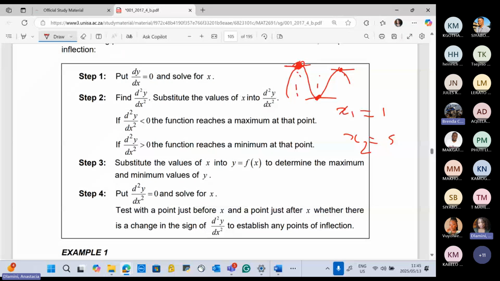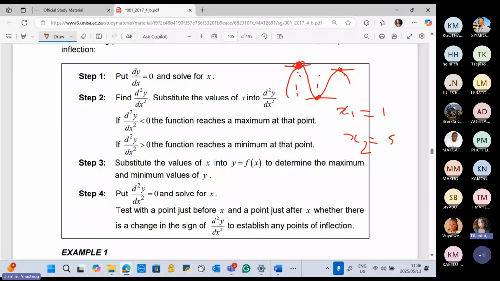Now, ma'am, we say the point of inflection is where there's a bending, right? Remember, we can't use the first derivative to find the point of inflection because we notice that P and Q, their gradient, the first derivative, is not equal to 0. So we then go and find the second derivative. We solve for the second derivative, so for x.